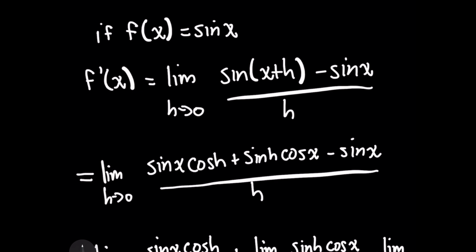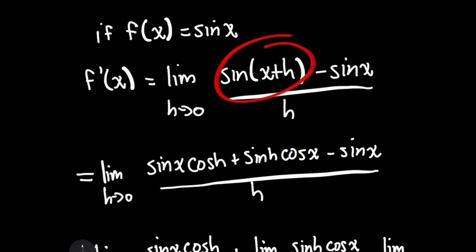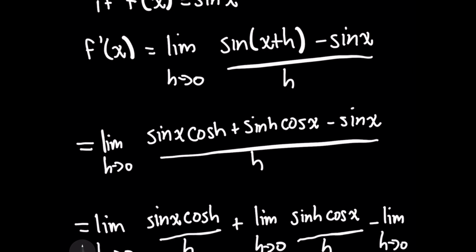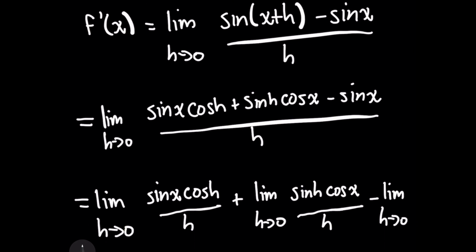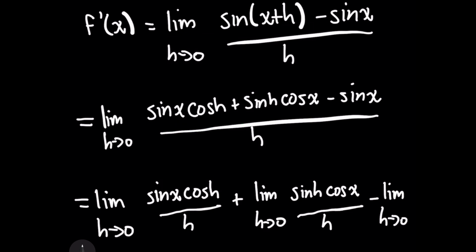Okay, well, this seems fine so far. Nothing's really breaking any rules, right? Well, we have an identity to use here. We have this sine of x plus h term. And using that trig identity, this limit becomes the expansion of that first term, which is going to be sine of x cosine of h plus sine of h cosine of x. Keep in mind, those are not the hyperbolic functions. I just happened to use the letter h here for my variable. All minus sine of x all over h.